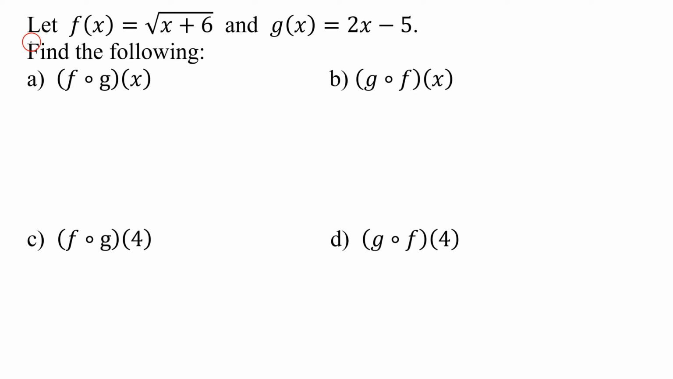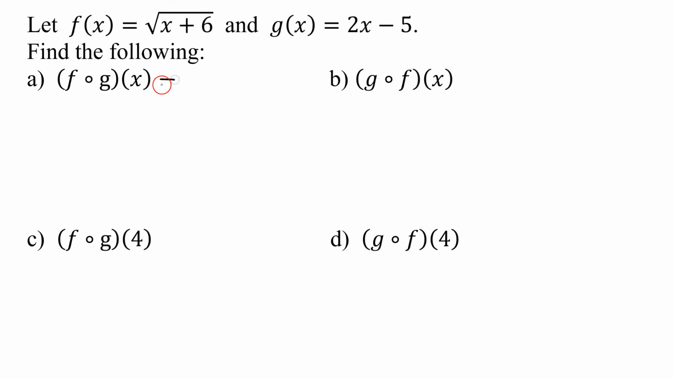In this example, we're given two functions. f of x equals the square root of x plus 6, and g of x equals 2x minus 5. And we need to find these four expressions here. So let's start with part A, and we're asked to find f composed with g of x.